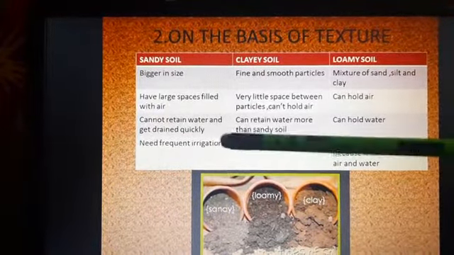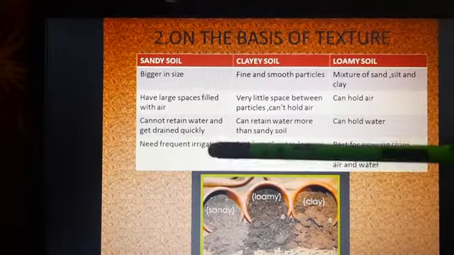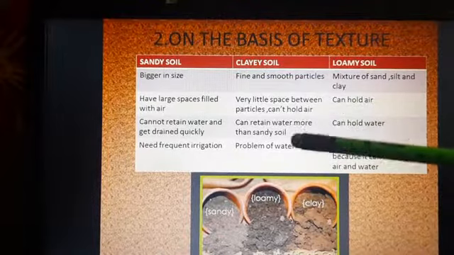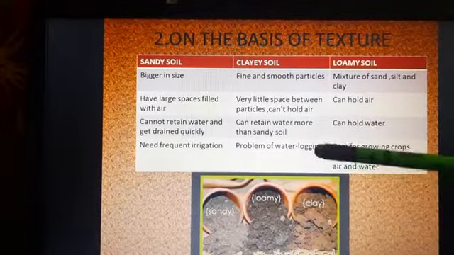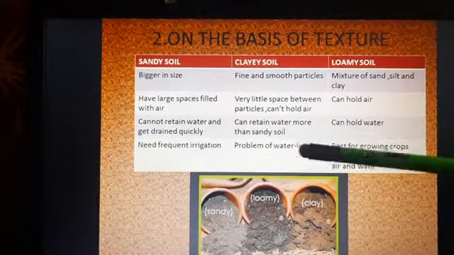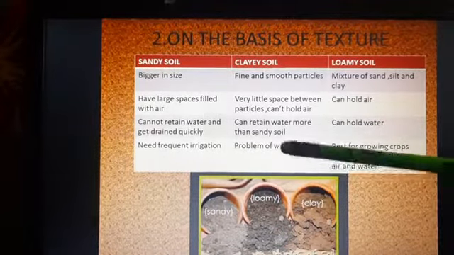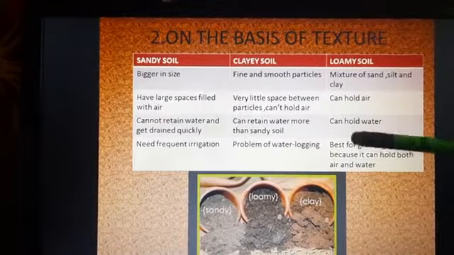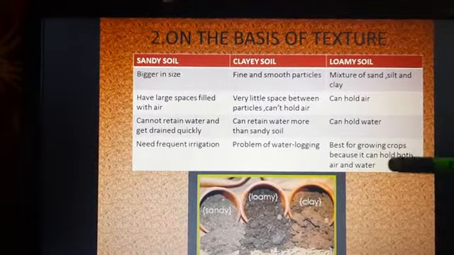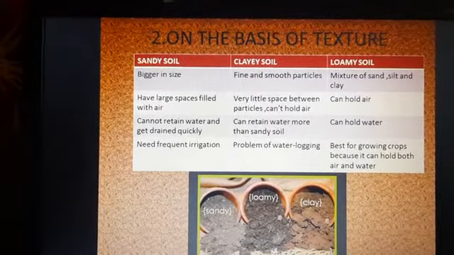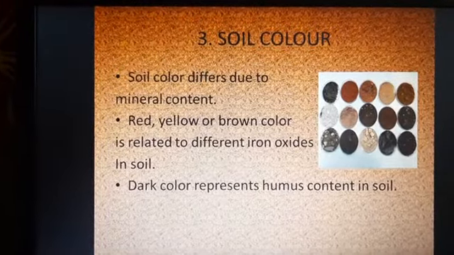Sandy soil, as the water gets drained very quickly, needs frequent irrigation. And in clay soil, there is the problem of waterlogging. Waterlogging means as it can retain water more than the sandy soil, there is a problem of waterlogging. Whereas the loamy soil is best for growing crops because it can hold both air and water very well. So next one is soil color.